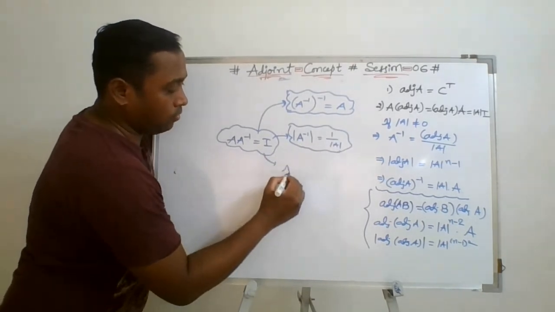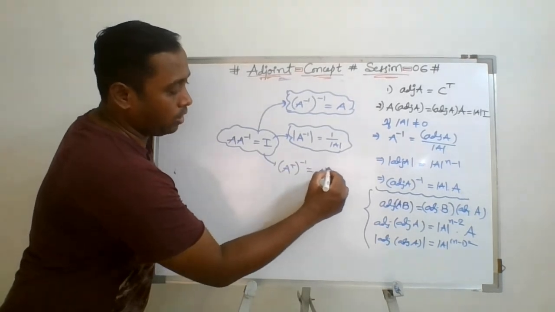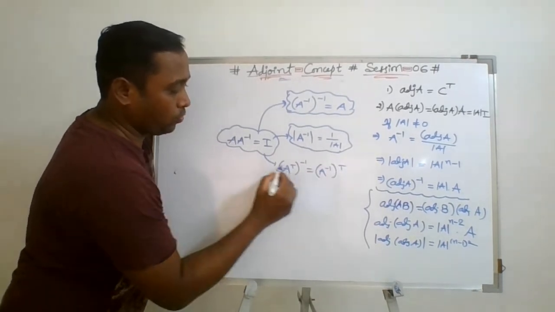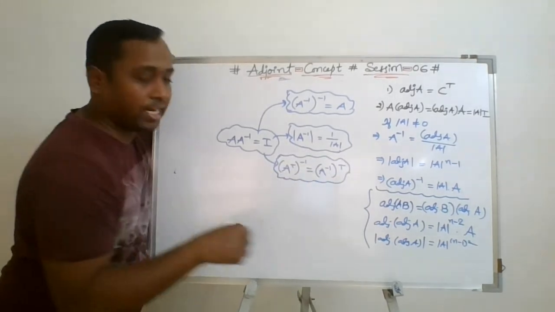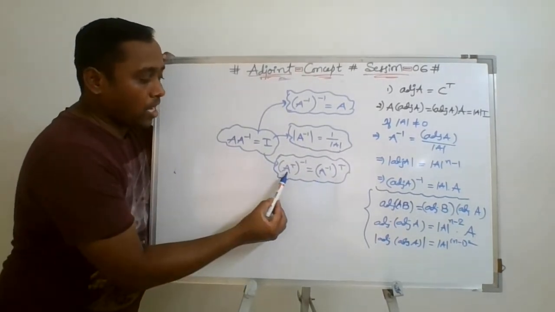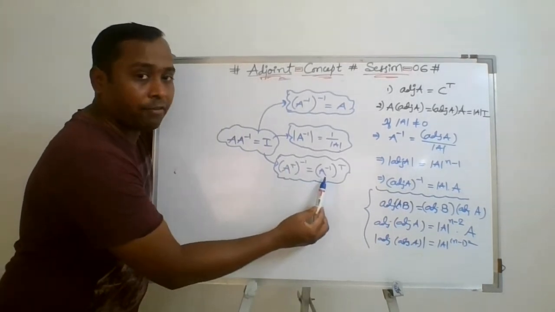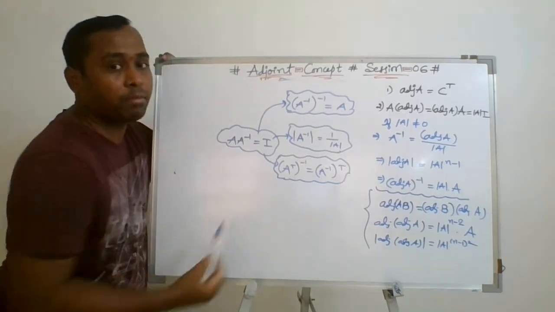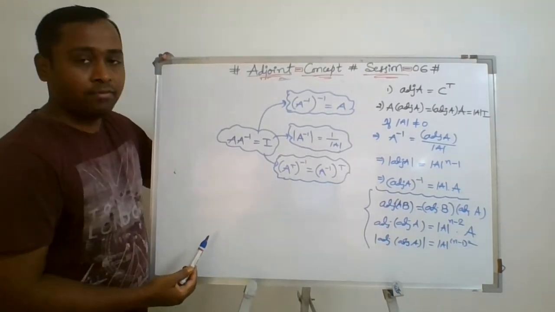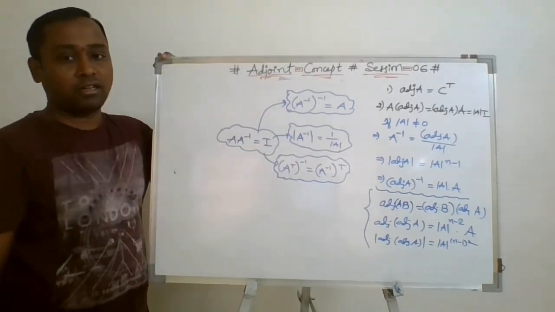And the third result was (A transpose) whole inverse is equal to (A inverse) whole transpose. Means you can take any square matrix where the inverse is possible, and either transpose it and then find the inverse, or find the inverse first and then transpose. The result will be the same. This is the meaning. So I have derived the small important results from the fundamental result.